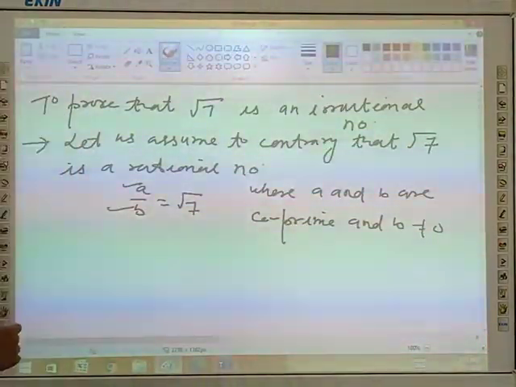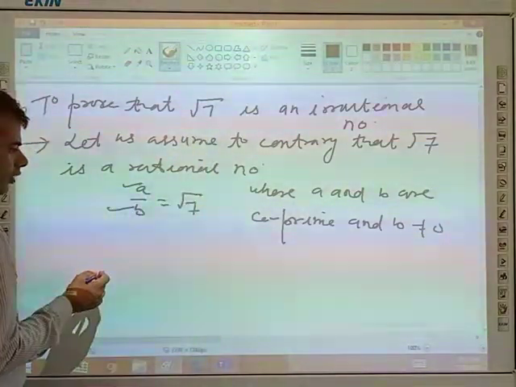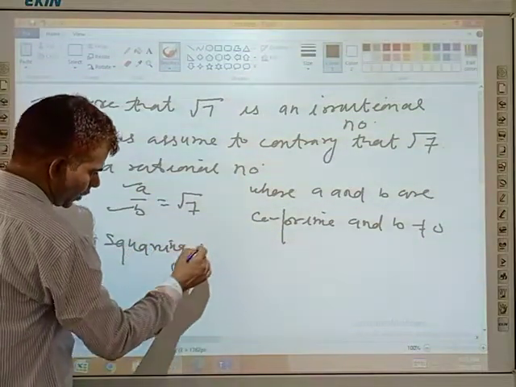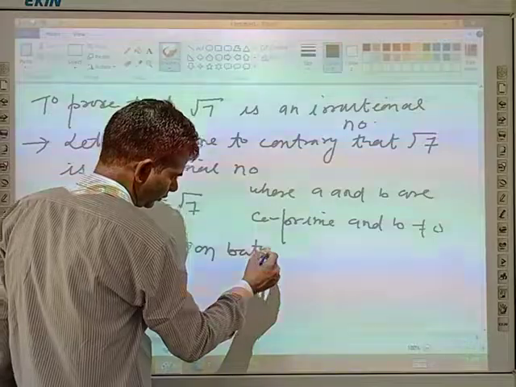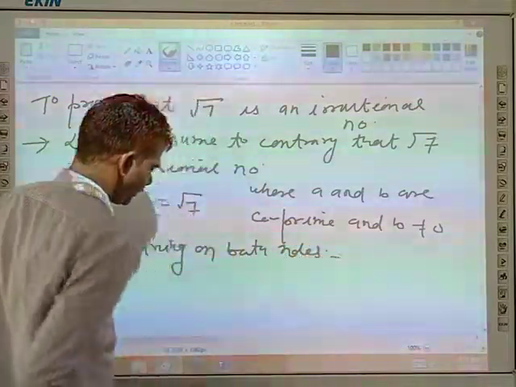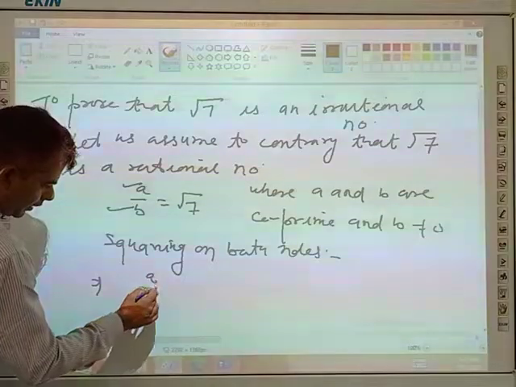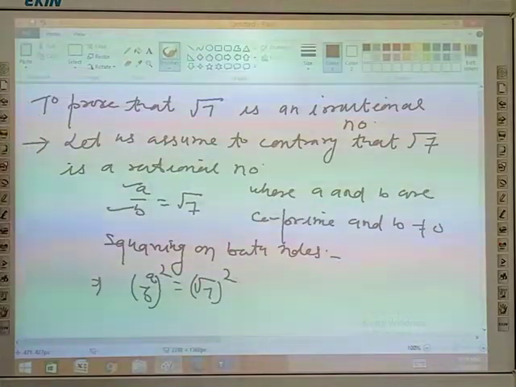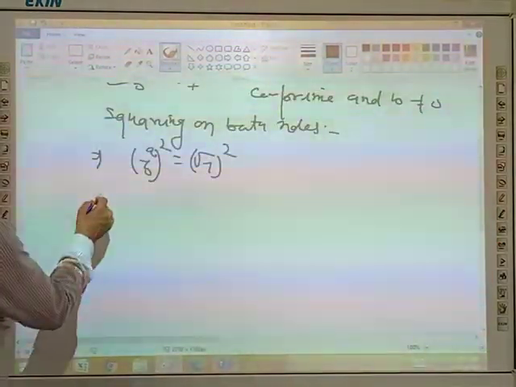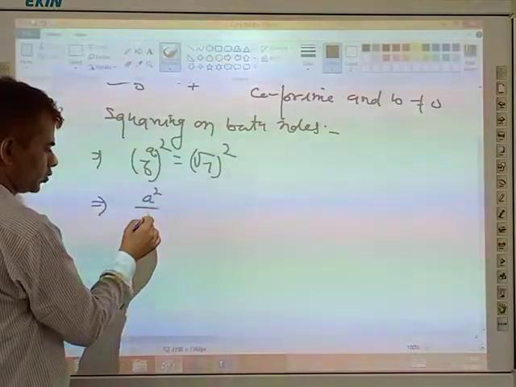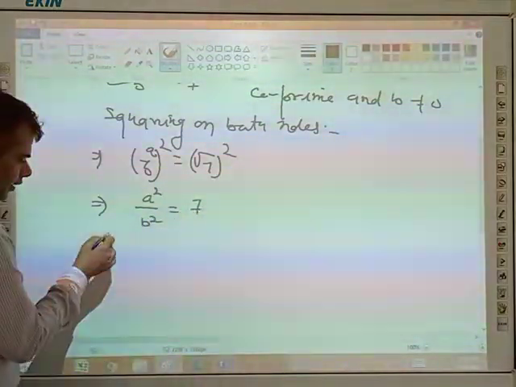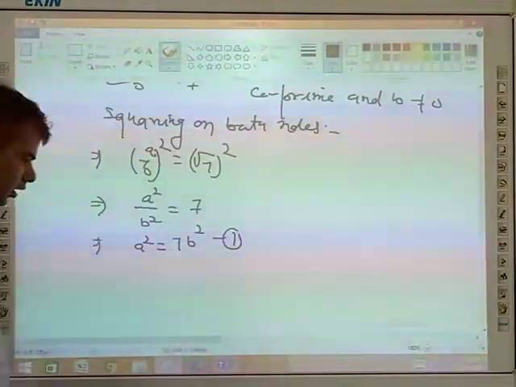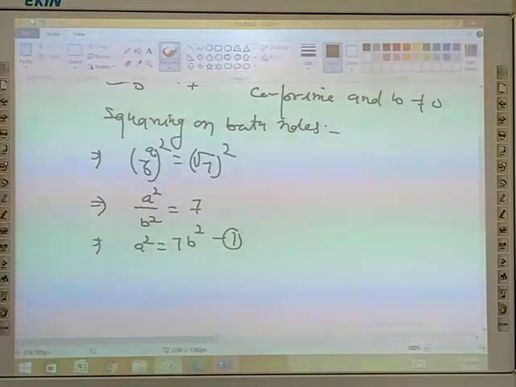Now to solve it, squaring on both sides. a by b whole squared is root 7 squared. a square upon b square is equal to 7. Now a square is equal to 7 b square, equation 1. Now a square is divisible by 7.